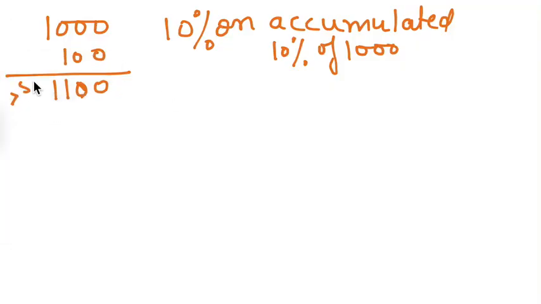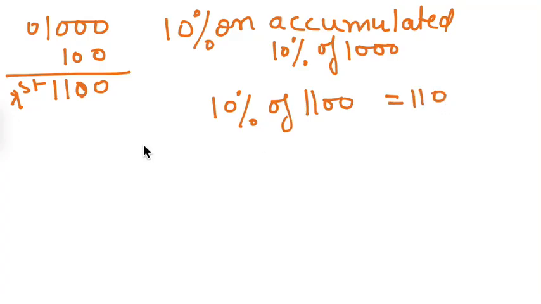But here 10% will be on the accumulated amount. So for the first year, it's the initial amount. Now, in the second year, 10% will be of 1,100, which is 110. So we will add 110 to it, the bank will give you this interest, and now you will have this much amount. The interest has increased because gradually the amount is increasing, and so is the interest. Now this is exponential growth.